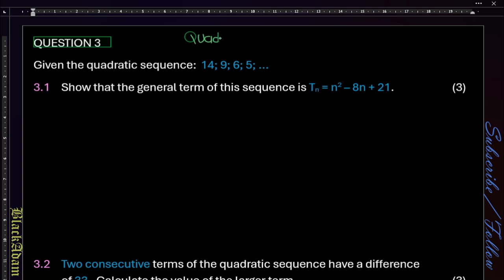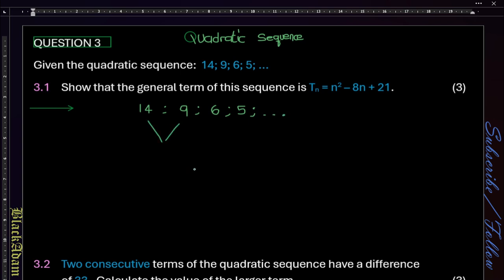We have a quadratic sequence. We're given the values 14, 9, 6 and 5.